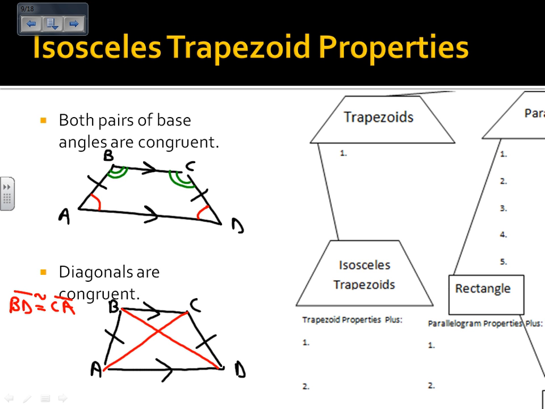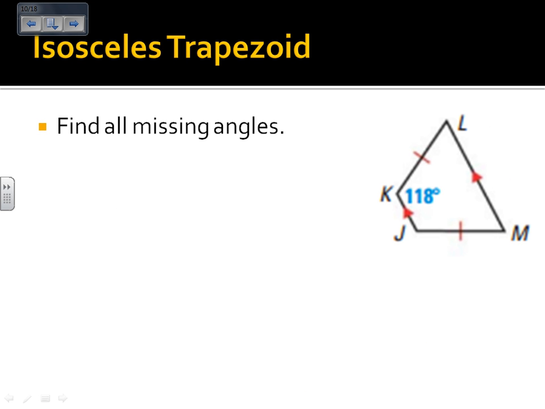Now we need to add some numbers. So find all the missing angles. First up, what is that shape called? Trapezoid. Can you be more specific? Isosceles trapezoid. Notice that it is rotated.